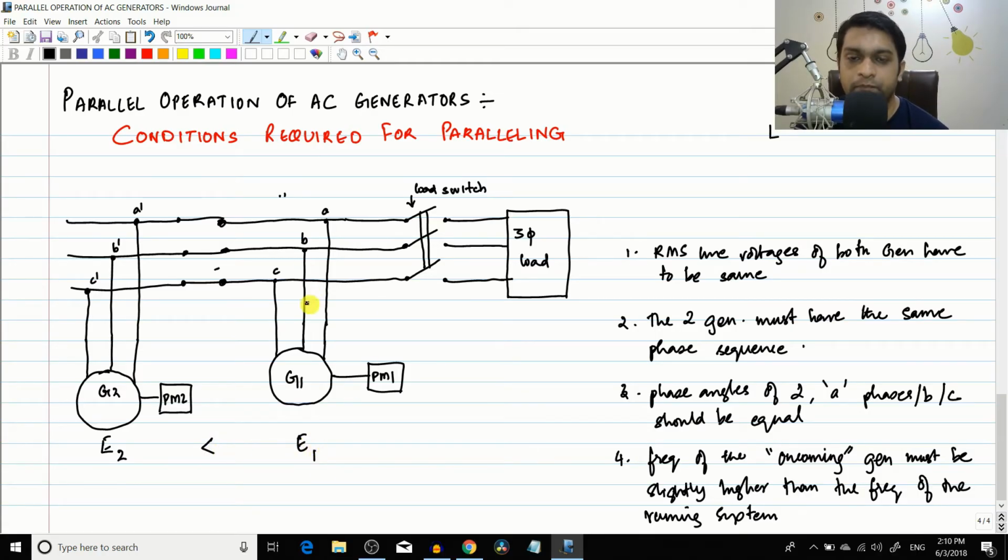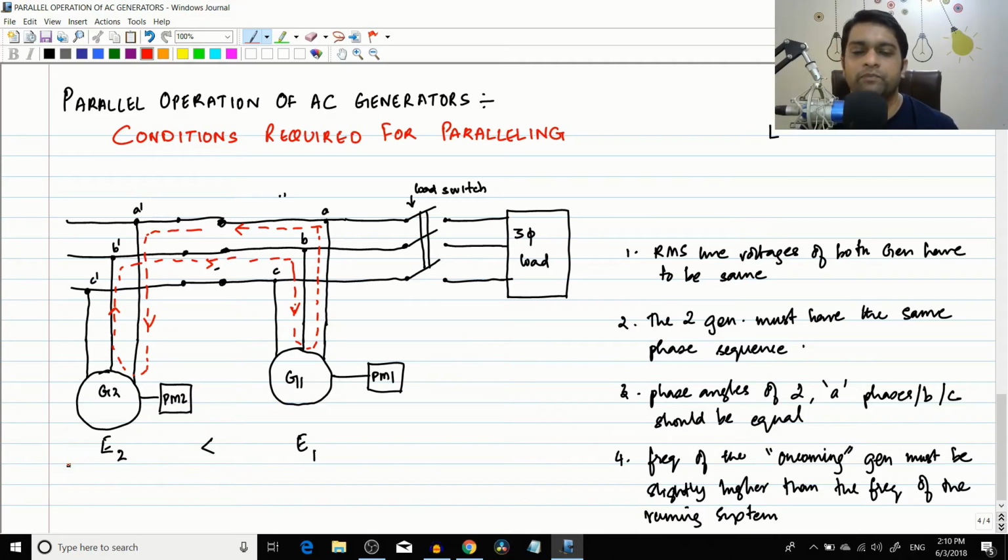What will happen? Just like DC generators, if the voltages are not the same, you will have a circulating current which flows like this, and it will go like this. This is a circulating current that will be present between the two generators, and this is not a good thing. This can harm the generator in a very bad way. If the voltage difference is too high, the generators can in fact get damaged.